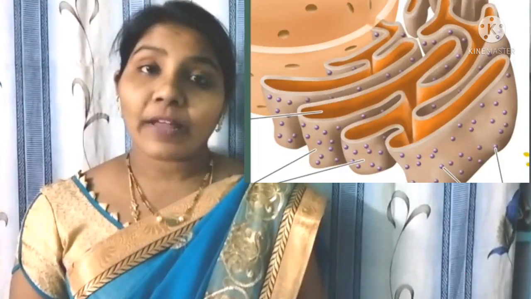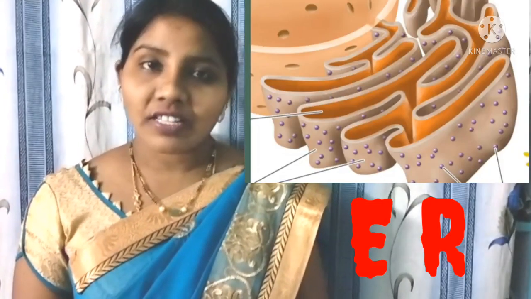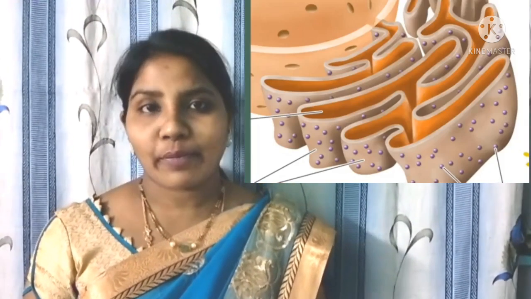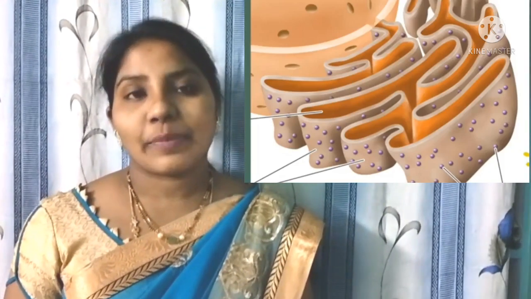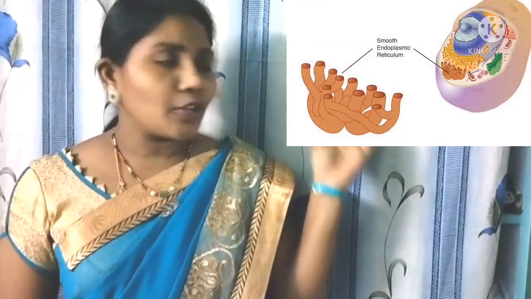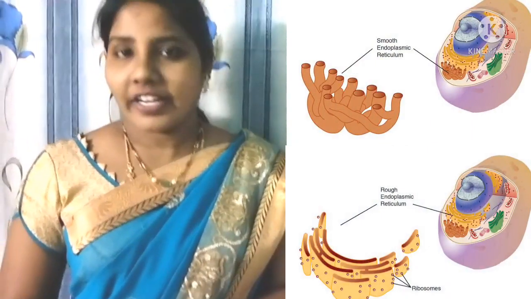So endoplasmic reticulum is the largest network of membrane, present throughout the cytoplasm. It is meant for transportation within the cell. That means it is an intracellular transporter. Based on the presence or absence of ribosomes, the endoplasmic reticulum is divided into two types. The first one is smooth endoplasmic reticulum and the second one is rough endoplasmic reticulum.